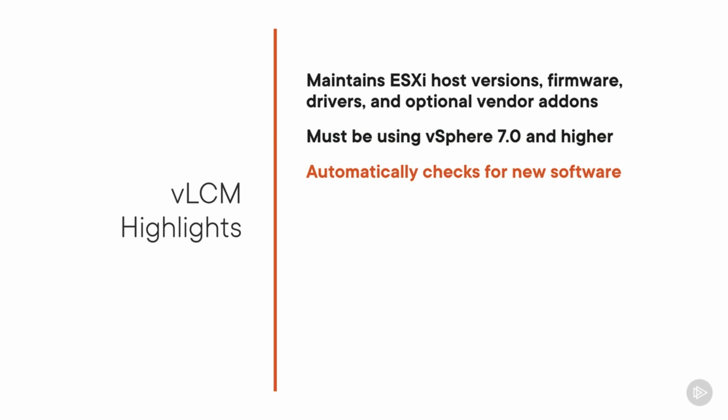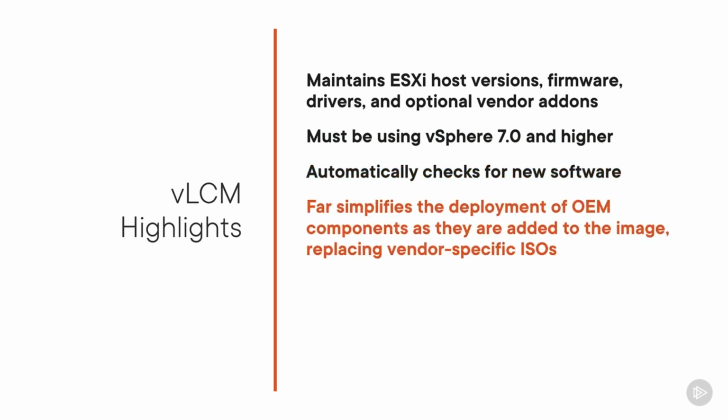vLCM will automatically check for new software and let you know when it's available, and it far simplifies the deployment of OEM components as they're added to the image, replacing the vendor-specific ISOs. So if you have ever had, let's say, a Dell or an HPE server that has specific components in the server that required you to use, let's say, a Dell or HPE ISO of ESXi, that no longer has to be done. That's because vLCM can include the drivers and optional vendor add-ons in the ESXi image when it deploys it.